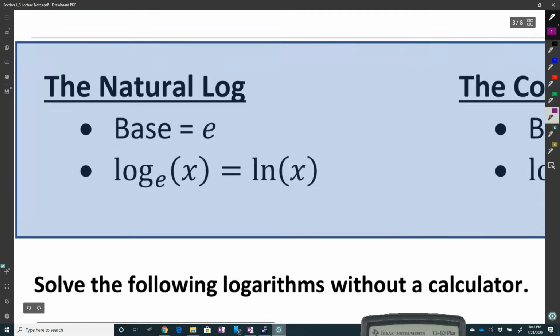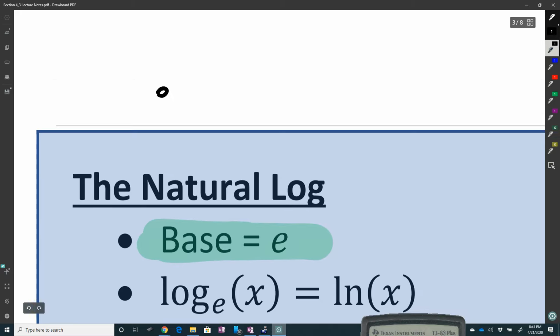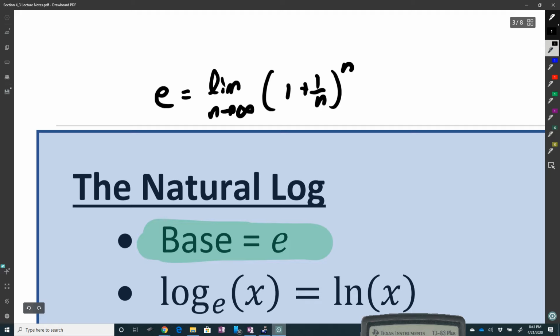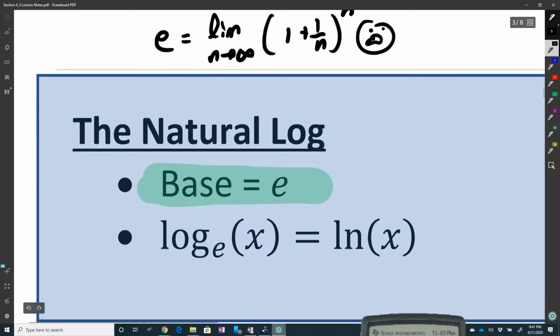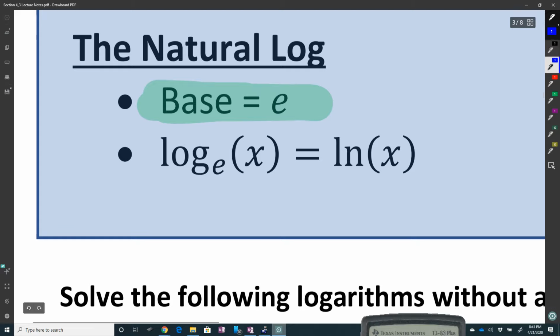So it turns out that there's two really popular logs in math, two popular bases. The first base is base E. Remember how we talked about E last time? E was equal to the limit as n goes to infinity of 1 plus 1 over n raised to the n. But anyway, so base E, whenever we do log base E, it happens so often in math that we abbreviate it and we write this instead.